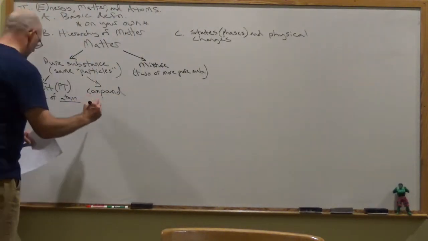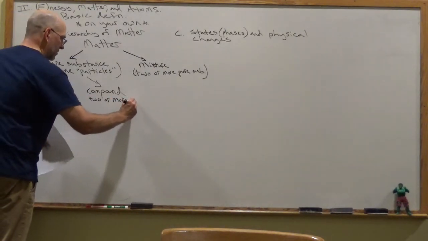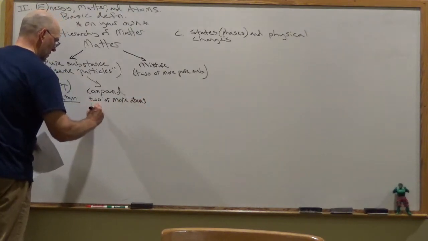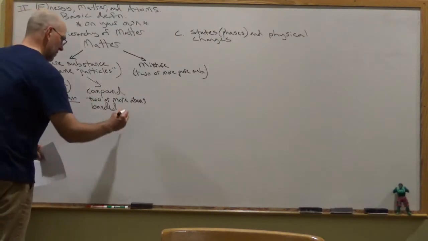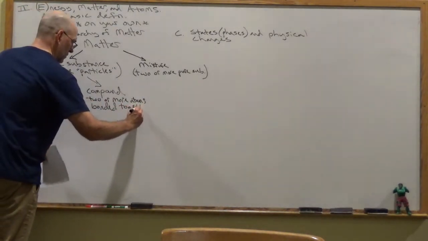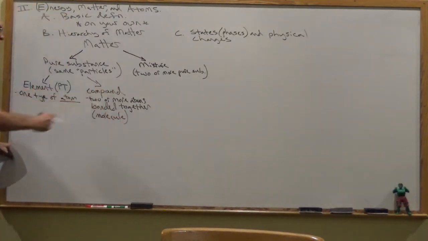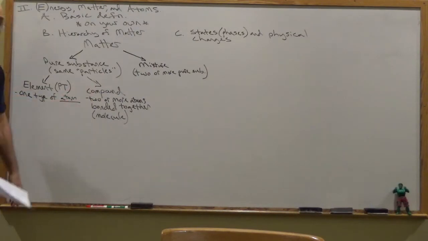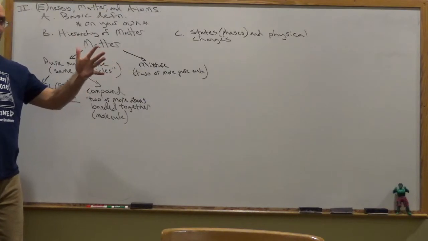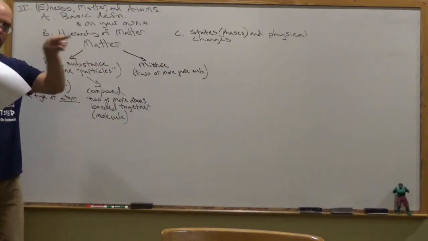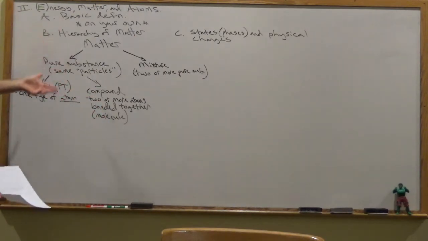So a compound is two or more atoms, I guess I should put a little dash there. Two or more atoms bonded together, and how they bond together is a whole other thing. Either it's a plus-minus charge, or we call that an ionic bond, or they share electrons, and you draw a little line in between them. That's called a covalent bond. Okay, so there's a lot more to the story here.